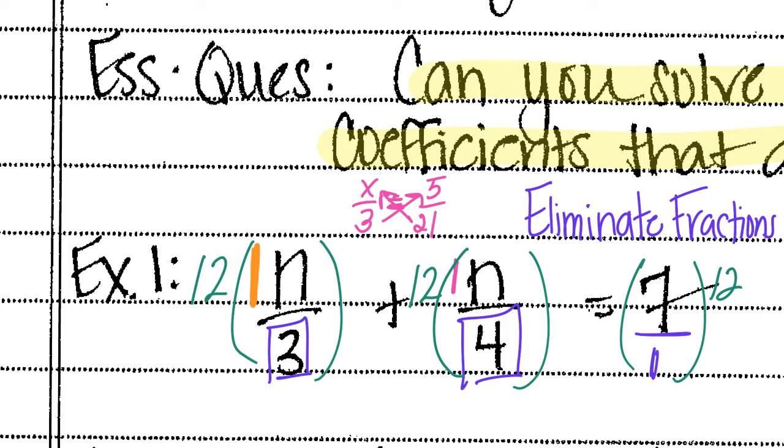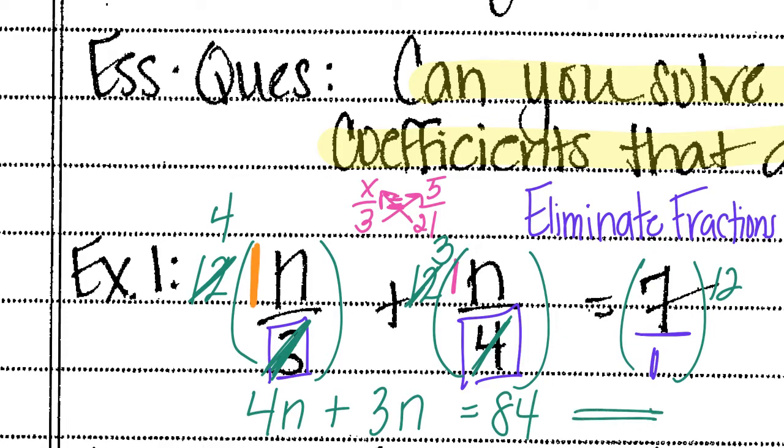Are you with me? All right, so what would happen with the 12 on top and the 3 on the bottom? They would cancel to be 4. So we know this will be 4n. Beautiful. What would happen with the 12 and the 4 on the next one? They cancel to be 3. So the next one will be 3n. And then the last one says 7 times 12. Do you know what 7 times 12 is? 84.